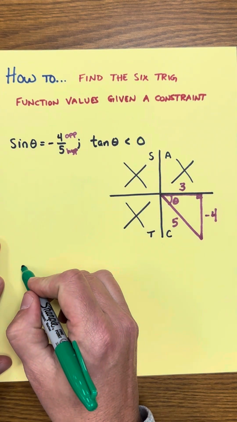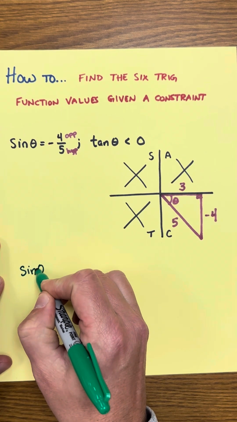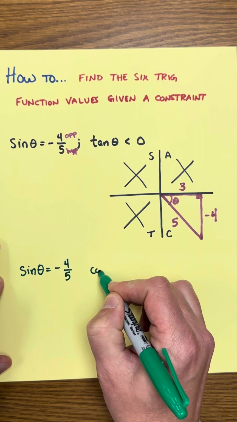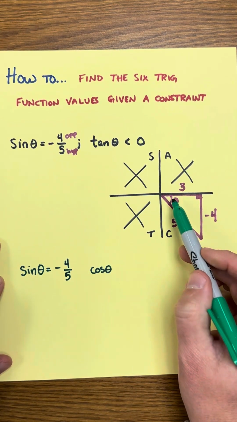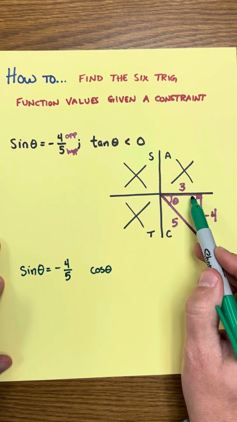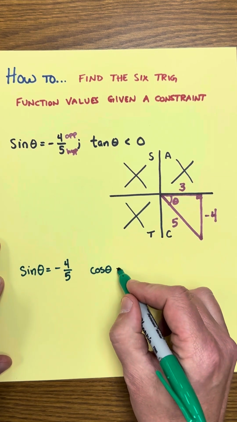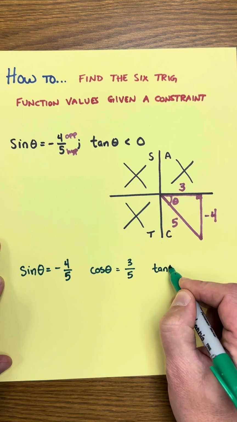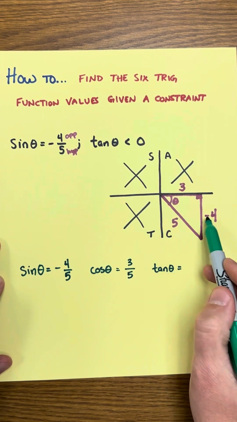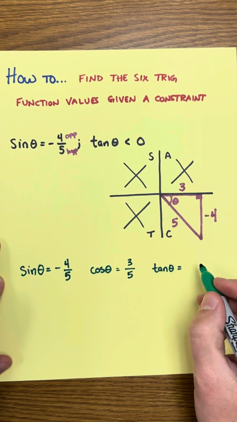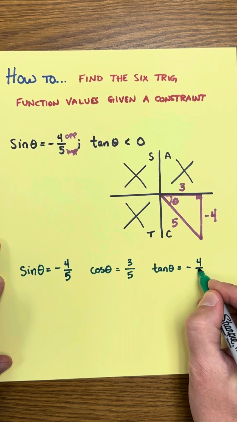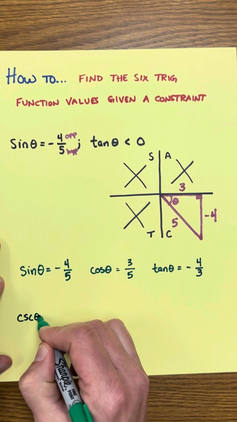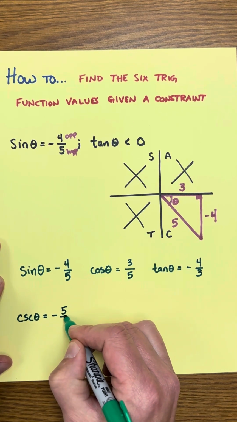So starting with the sine, which was given, negative 4/5. Cosine, I can read it off the triangle. It's the adjacent over the hypotenuse. So that's 3/5. The tangent is the opposite divided by the adjacent, negative 4/3. And now for my reciprocals, cosecant is going to be negative 5/4.